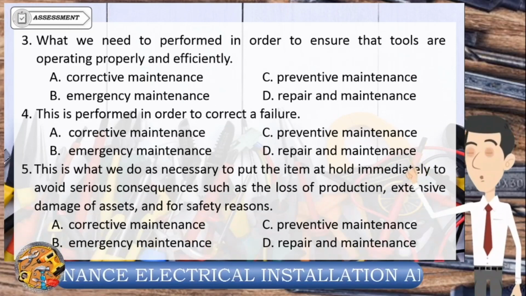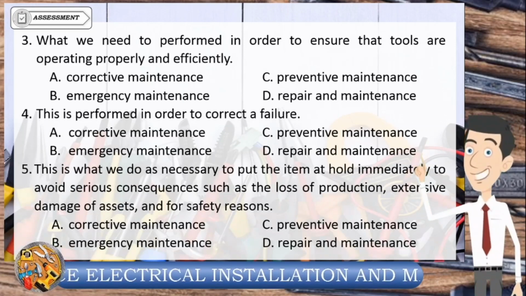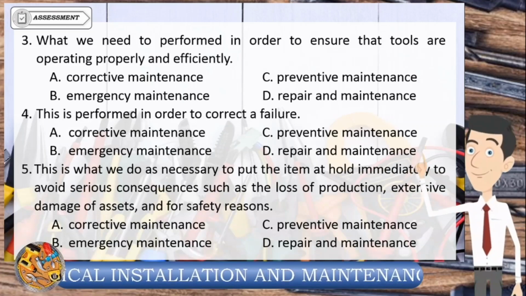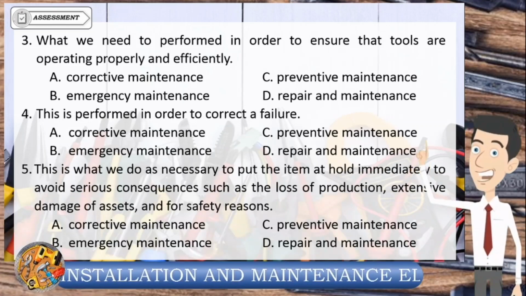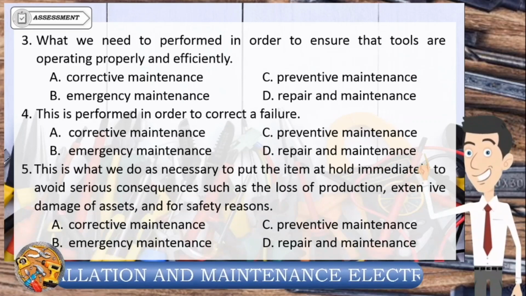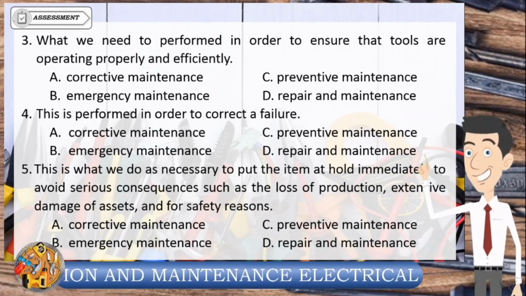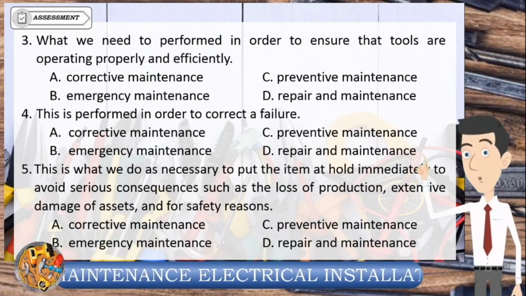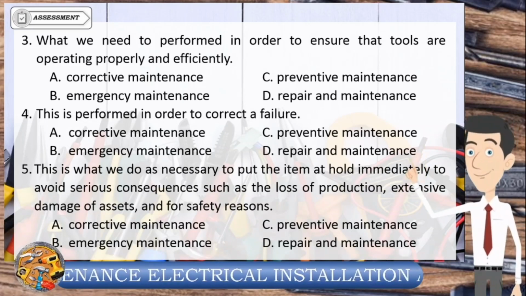Number 3. What do we need to perform in order to ensure that tools are operating properly and efficiently? Letter A. Corrective maintenance. Letter B. Emergency maintenance. Letter C. Preventive maintenance. Letter D. Repair and maintenance.